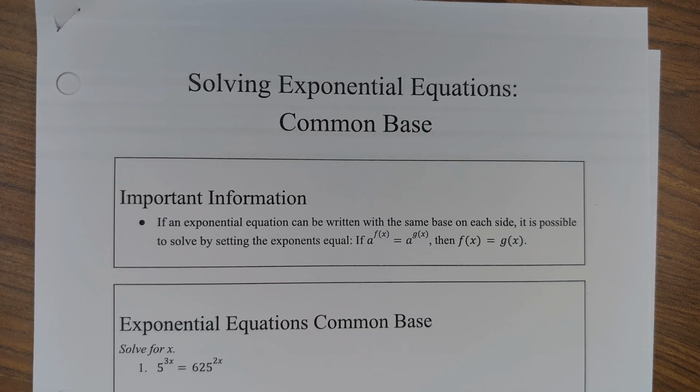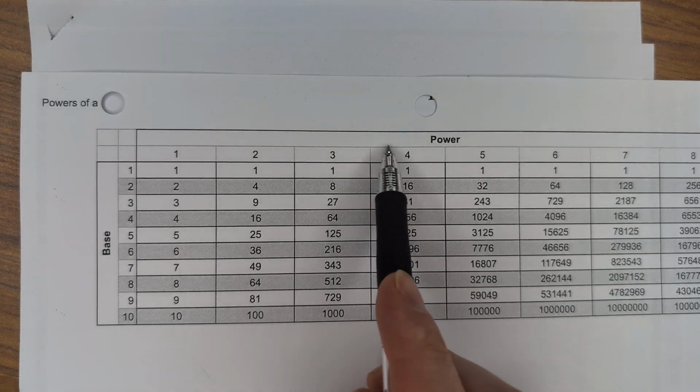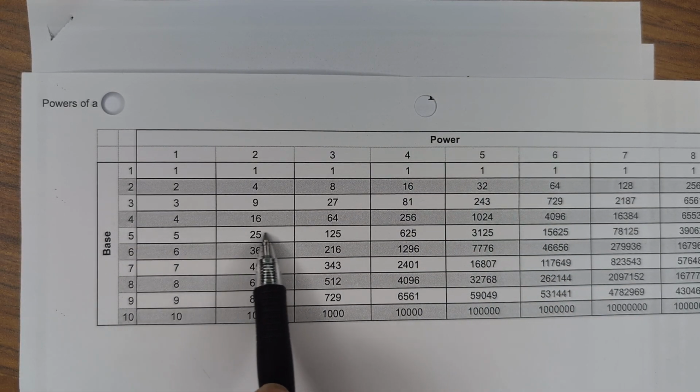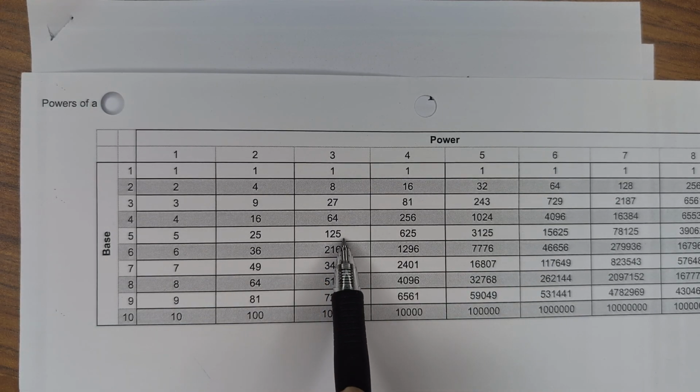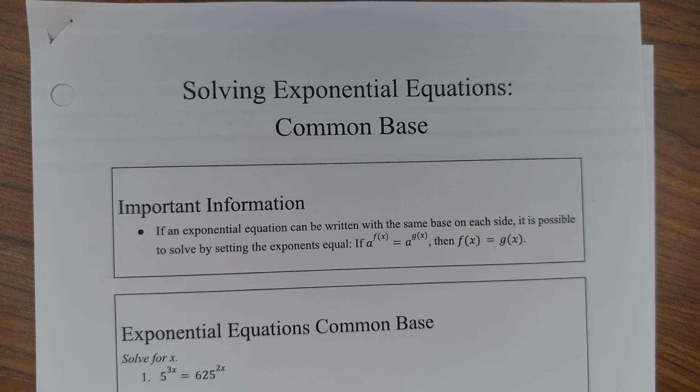One thing that will be helpful is this little table I made up. You have your base down here, your power down here. These numbers represent, like, 5 to the third would be 125. It'll be helpful for finding common bases. This will be attached on Google Classroom.